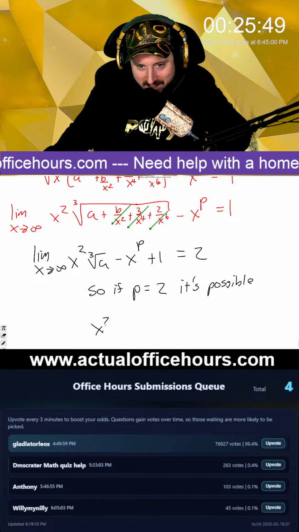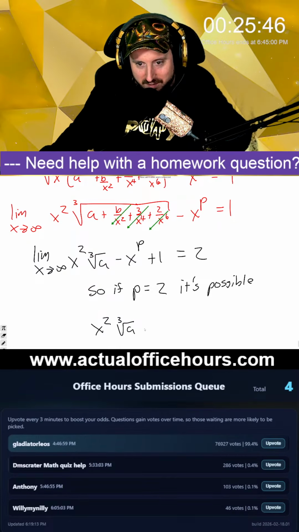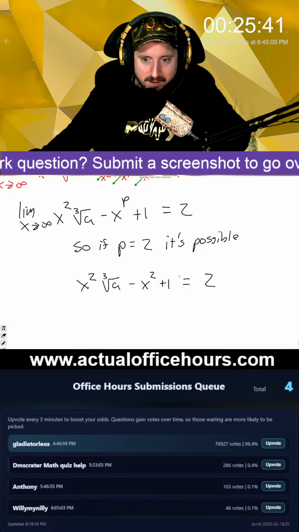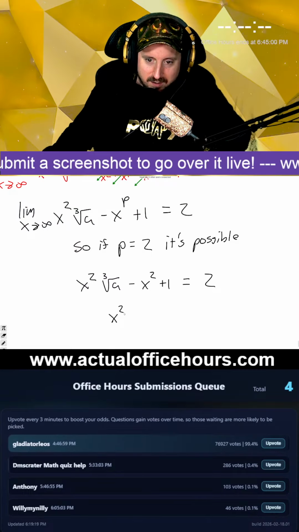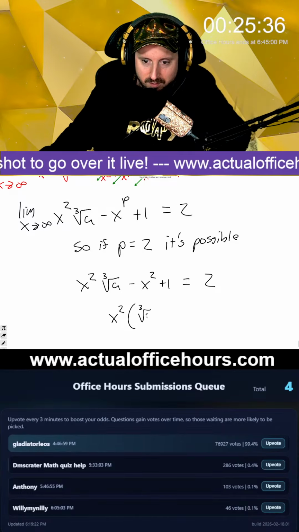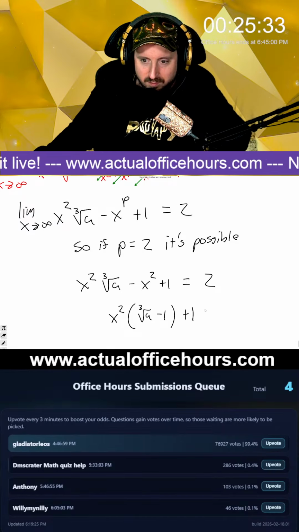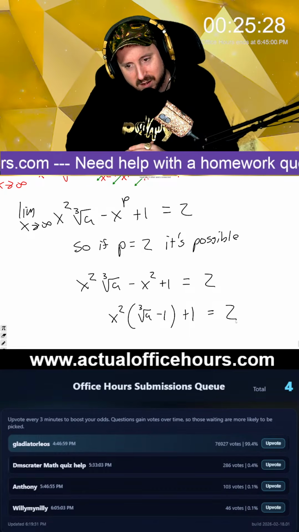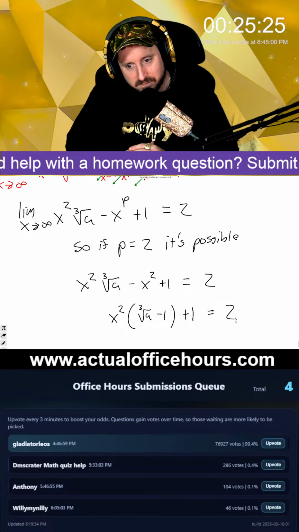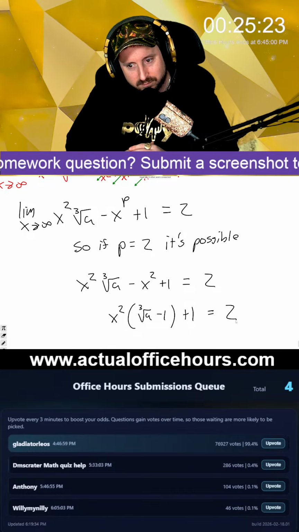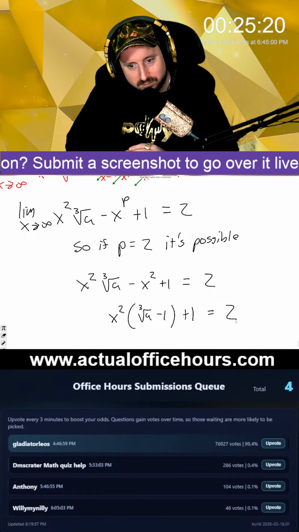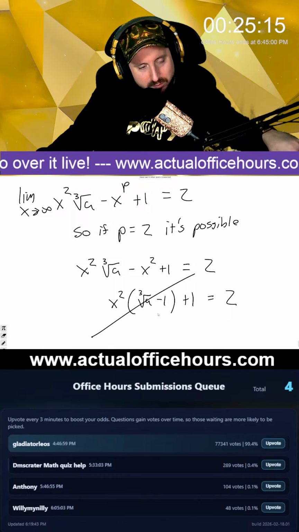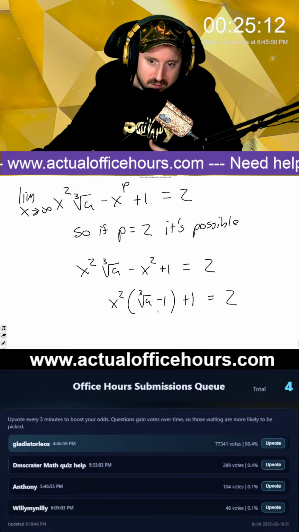Okay, so if I have x squared cube root of a minus x squared plus 1 is equal to 2, right? I don't know, I want to do this. Does that really help me though? Because if this is 1, then I get 1 equals 2. Disqualified. I don't like that.